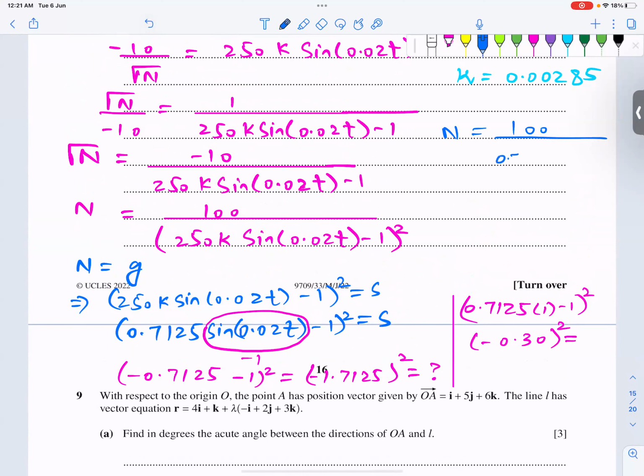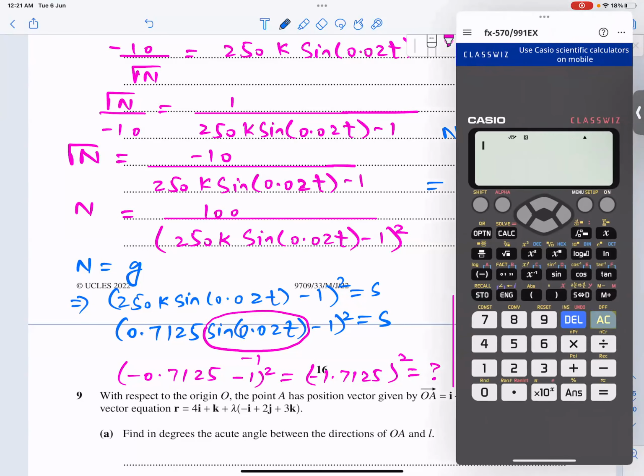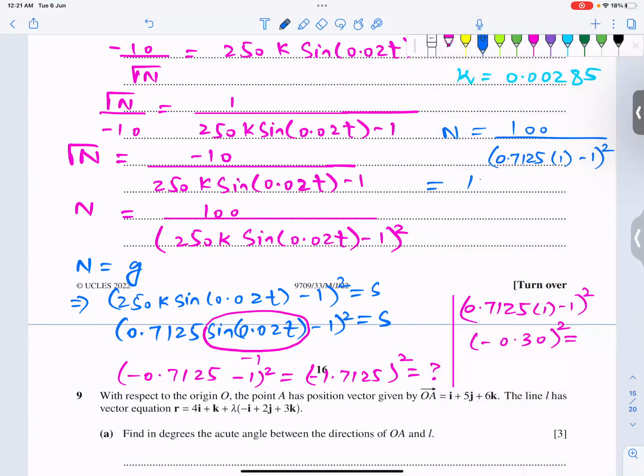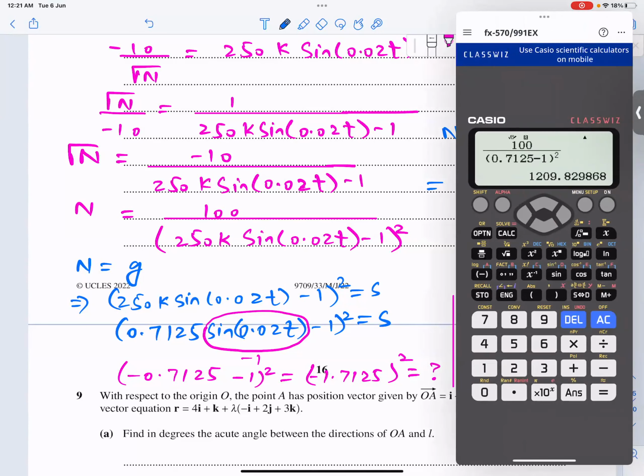That will be 100 divided by 0.7125 times the maximum value of sine 0.02t, which is 1, minus 1, whole square. So now it's very simple: 100 divided by (0.7125 minus 1), then square on that. This will be 1209.82.